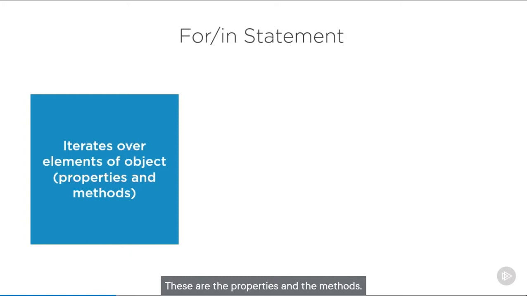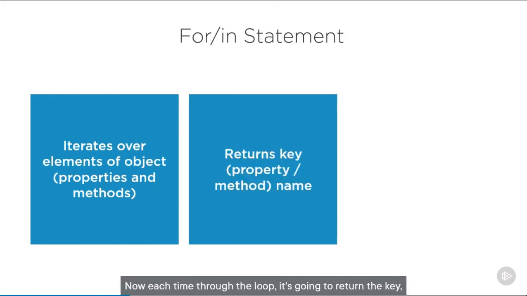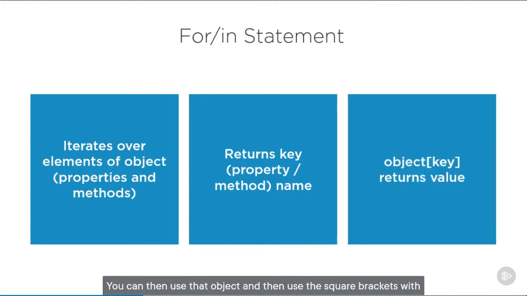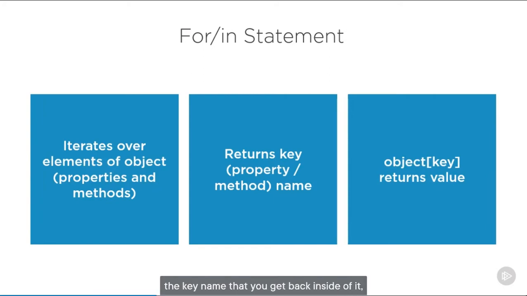And these are the properties and the methods. Each time through the loop, it's going to return the key, or the property or method name. You can then use the square brackets with the key name that you get back inside of it, and that will return the value to you.